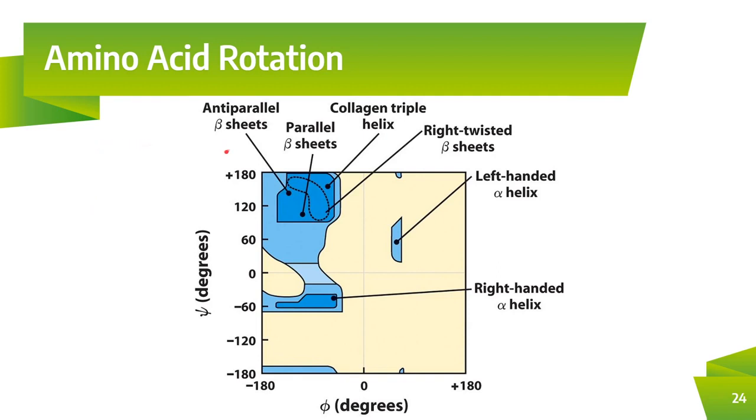This is a little bit complicated perhaps, but the main point that I want to talk about is there are 3 main structures that can be built. One is the anti-parallel beta sheet. The other one is a parallel beta sheet. And the other one is a right-hand alpha helix.